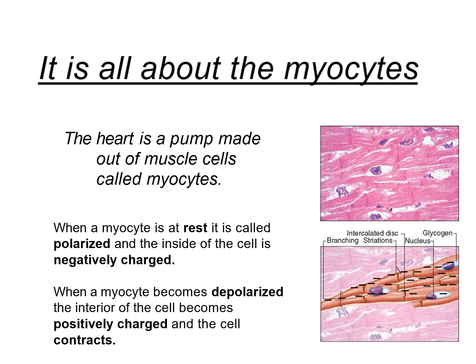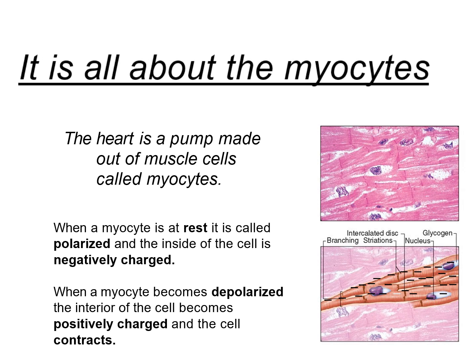It's all about the myocytes. Myocytes are specialized cells that contract like muscle, but they also react to the transfer of electrical activity like nerve cells do. When a myocyte is at rest, it is called polarized, and the inside of the cell is negatively charged. When the myocyte becomes depolarized, the interior of the cell becomes positively charged and the cell contracts.